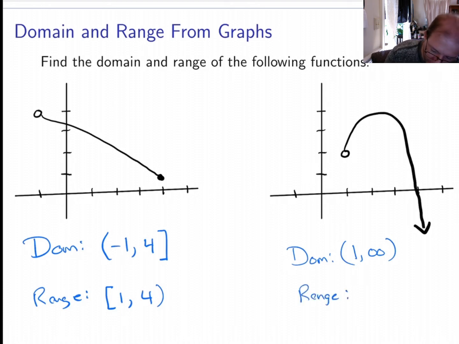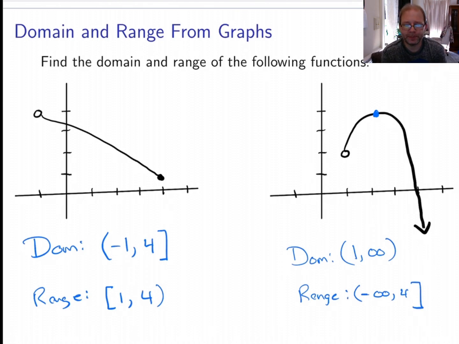All right, if we look at the range, this is supposed to stop up here at 4. So up here it hits 4. So if we go around here, we get everything from 4 down to negative infinity. Now, we want to put that in order, though. So we'd say negative infinity to 4. Do we include the 4? Well, is this point actually on the graph? Yeah, it is. So we'll include the 4 for the range there.